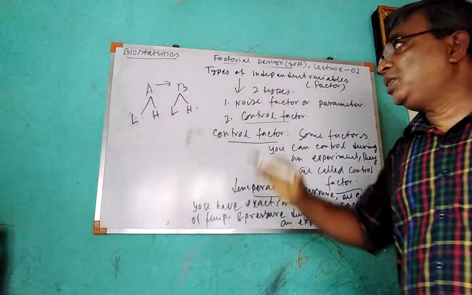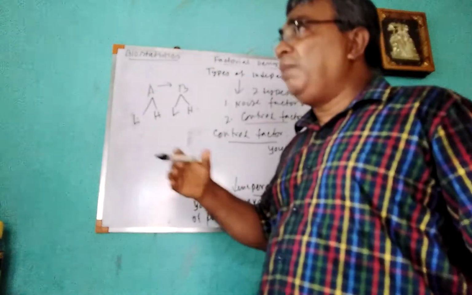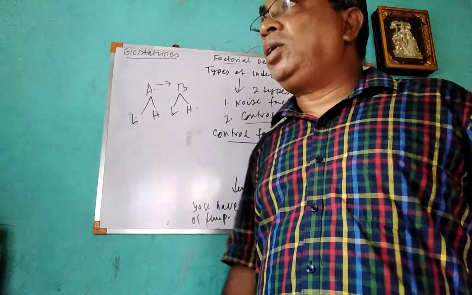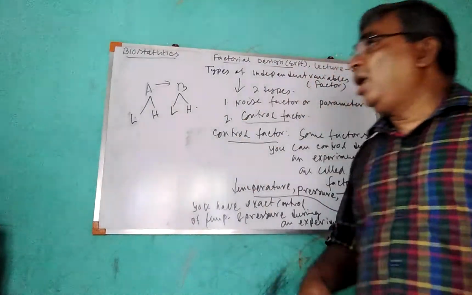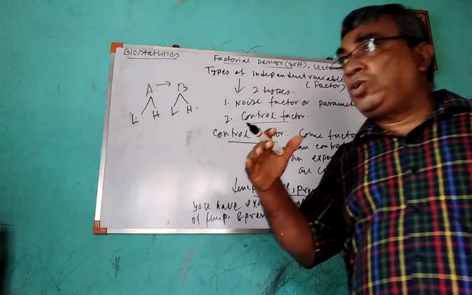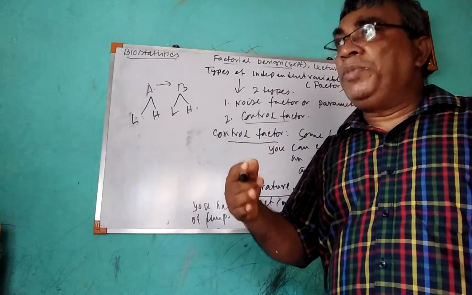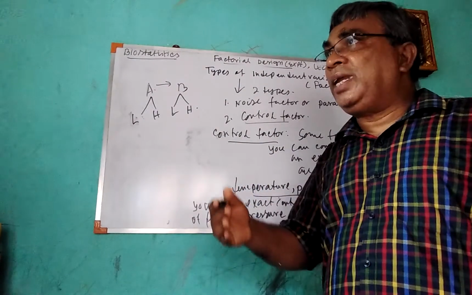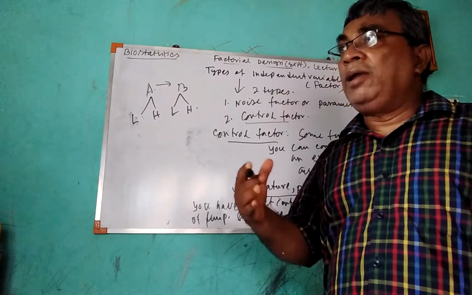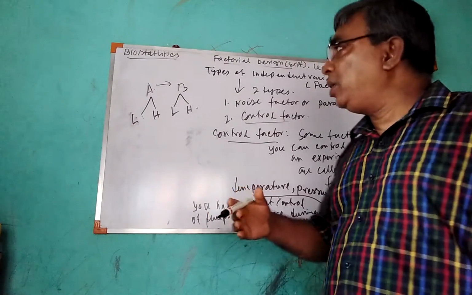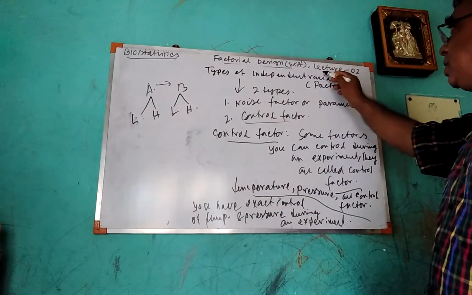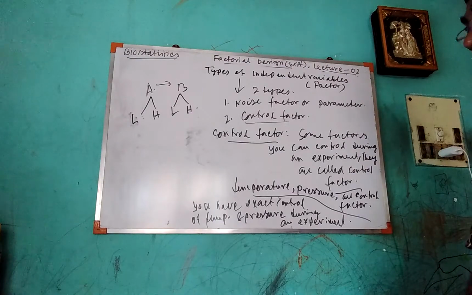So that is level. How many types of factorial design and different levels there are, I'll discuss in my next lecture, lecture number 3.